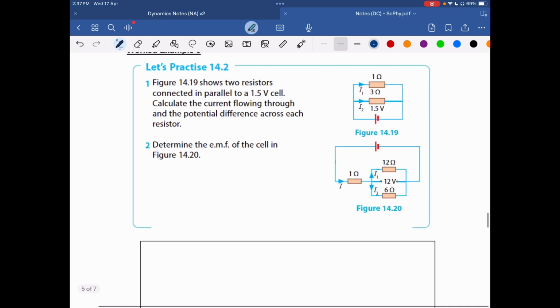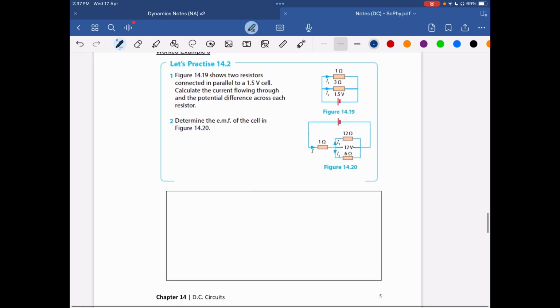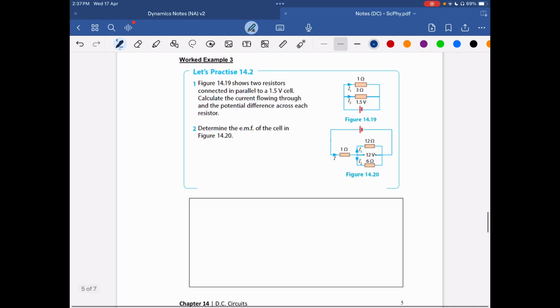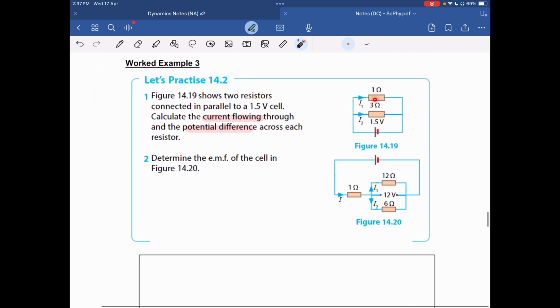Okay, last example. Let's practice 14.2. Look at the first one. Figure 14.19 shows two resistors connected in parallel. Calculate the current flowing through and the potential difference across each resistor. So if it's parallel to 1.5 volt, what would you think is the potential difference for each of the resistors?